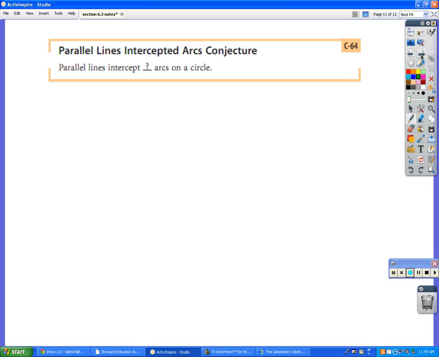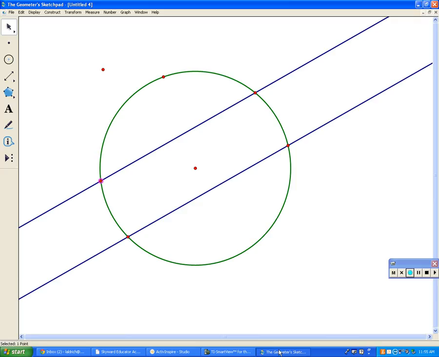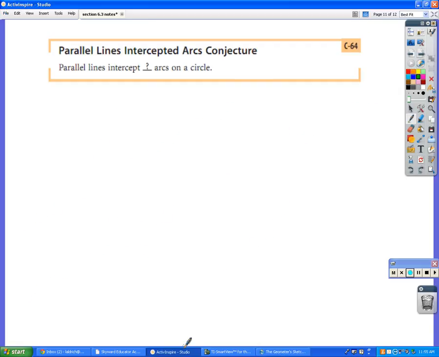Parallel lines intercept, yeah, look at the drawing. So these two parallel lines intercept what's true about these two arcs? They're the same, right. So parallel lines intercept congruent arcs on a circle. Yeah, that's the word that we are looking for. Parallel lines intercept congruent arcs on a circle.